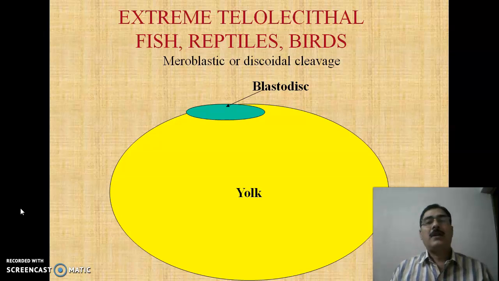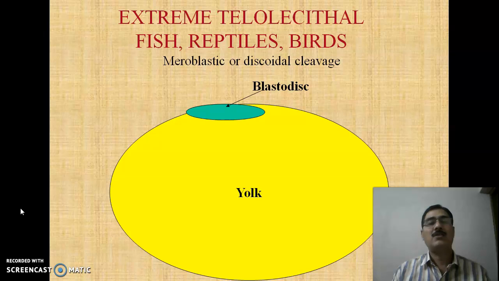Now, in my previous lecture, I told you about the cleavage which is taking place in sea urchin and frog. Today we will discuss the cleavage which is taking place in extremely telolecithal eggs of bony fishes, reptiles, birds. Now in the case of heavily telolecithal eggs, the cleavage is meroblastic.